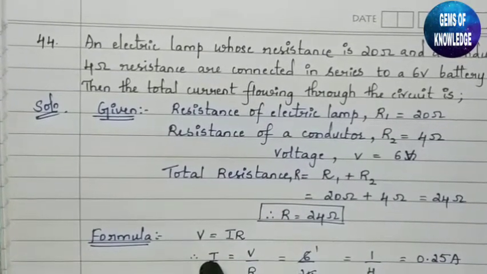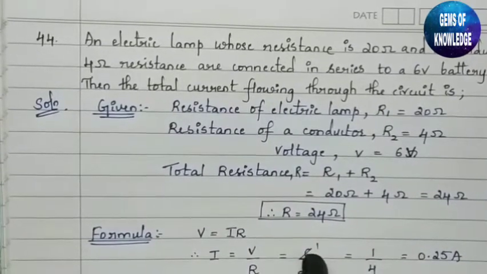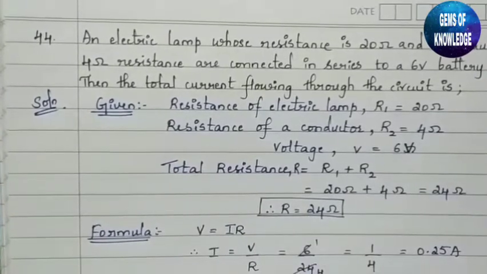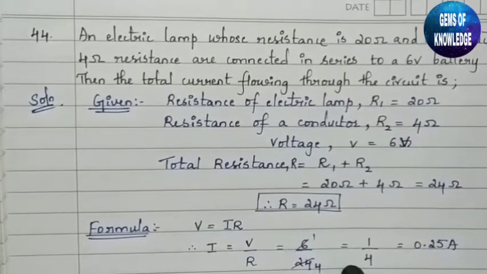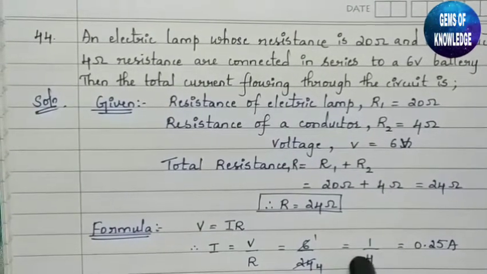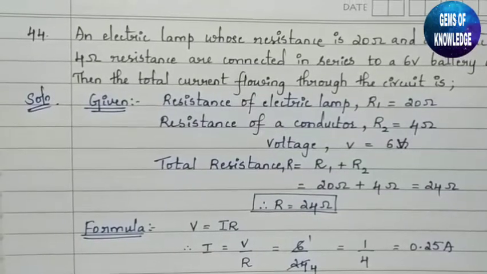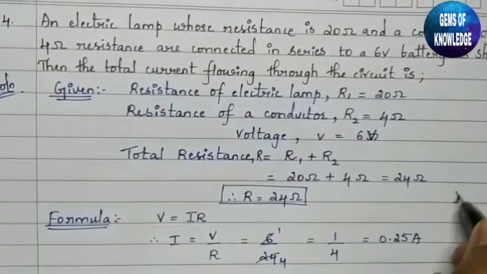Okay, so here I will be equal to V by R. So what is V here? V value is 6 divided by 24. So 6 1s are 6 and 6 4s are 24. 1 by 4 we are getting, and if we divide this 1 by 4, we are going to get 0.25 ampere. Okay, so you can see how to divide this here.